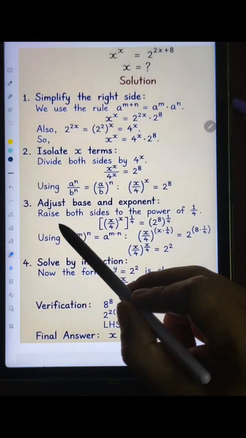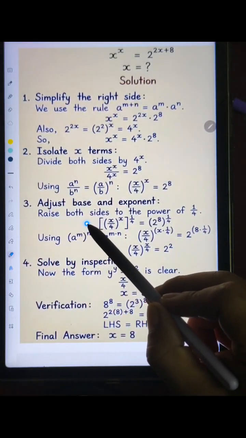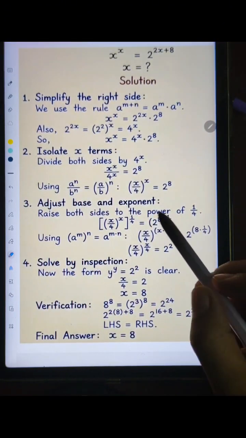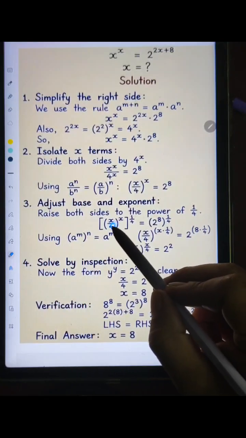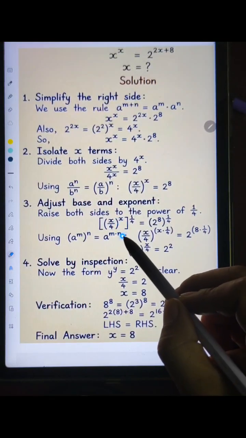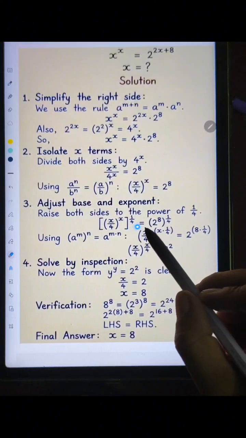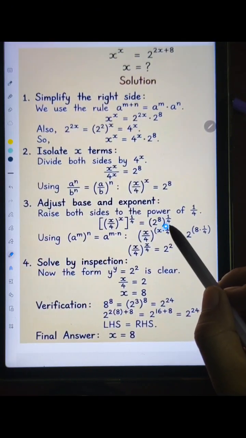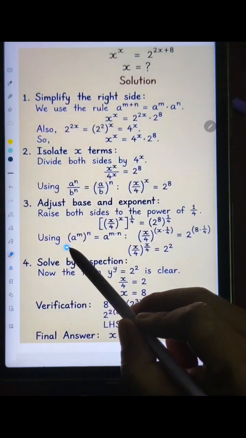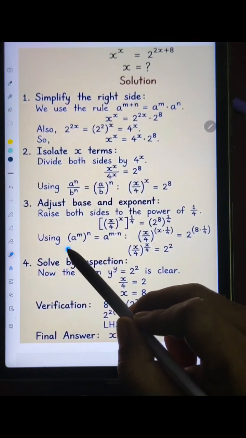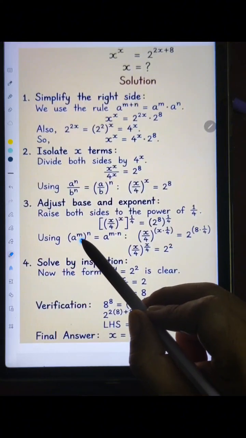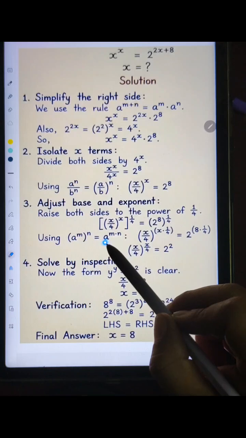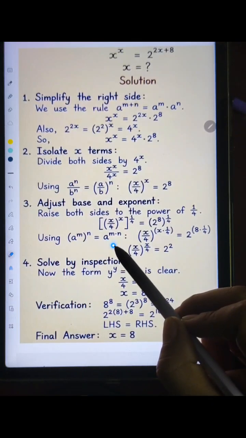Now, the next thing to do is to adjust the base and exponent of the equation. To do that, we are going to raise both sides of the equation to the power of 1 over 4. So the left side is the quantity x over 4 raised to x, and then we are going to raise that to 1/4. And the right side of the equation is also raised to 1 over 4. Now, we are going to use this law of exponent, the power of a power rule. If you have the quantity a raised to m and then raised to n, that can be expressed as a raised to m multiplied by n.